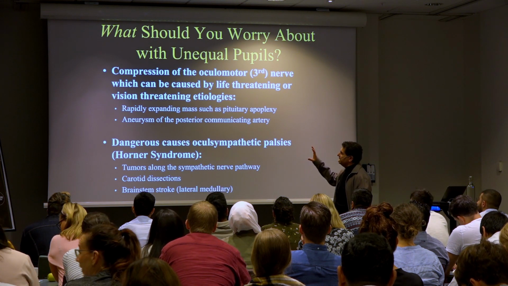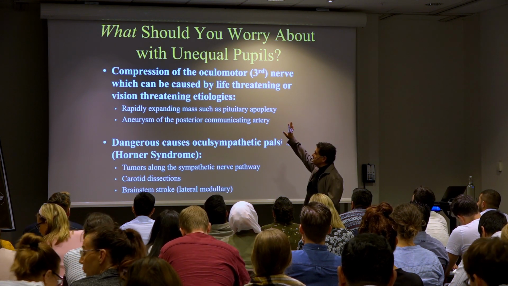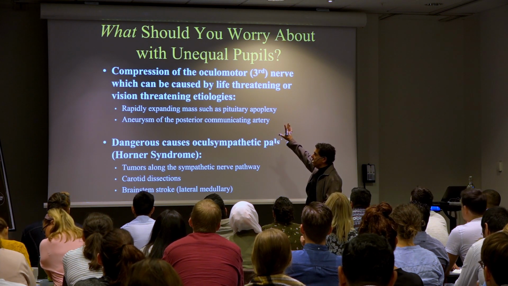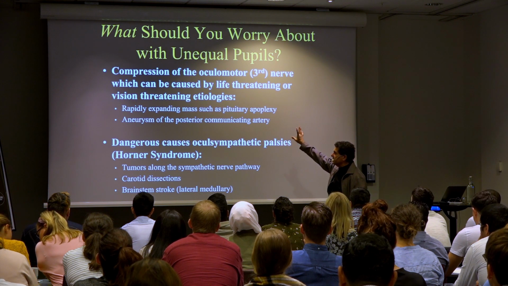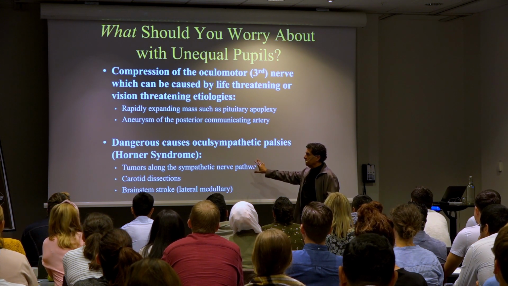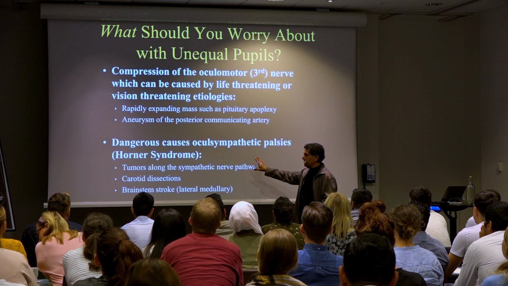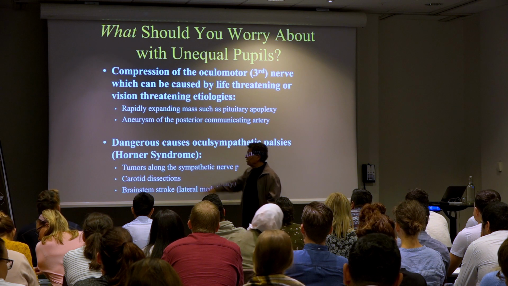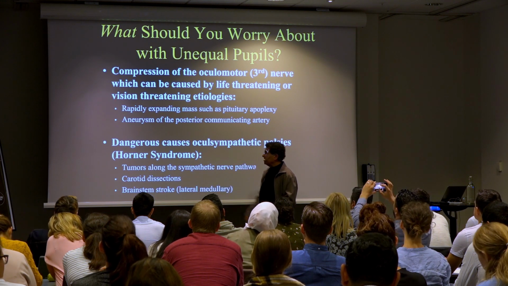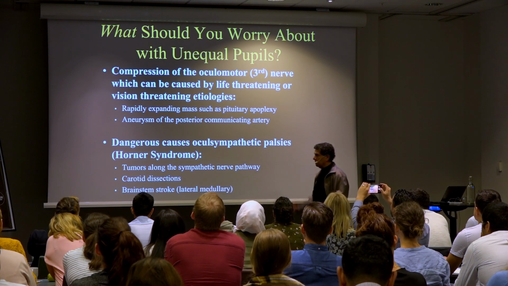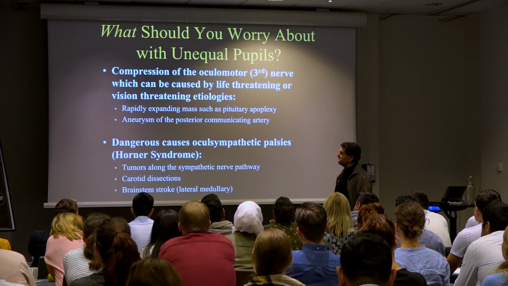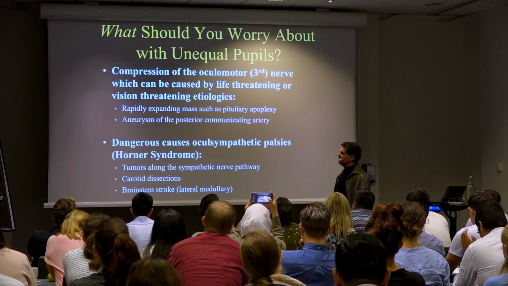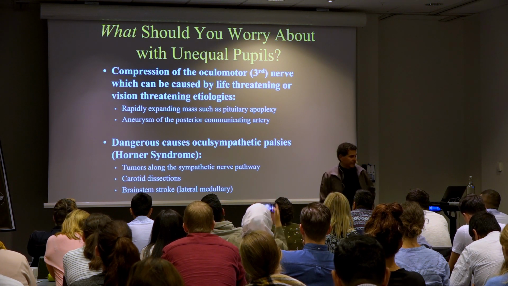So, the dangerous causes are basically divided into compression of the third nerve, which gives an anisocoria that is worse in bright light. We'll talk about that in a second. And then Horner syndrome. So that'll be sympathetic lesions, because those can be associated, as you said, with carotid dissection, tumors along the sympathetic pathway, or brainstem stroke where the sympathetics come down the brainstem. So really the dangerous ones we're trying to look at are if they have a Horner's or if they have a pupil-involving third nerve.